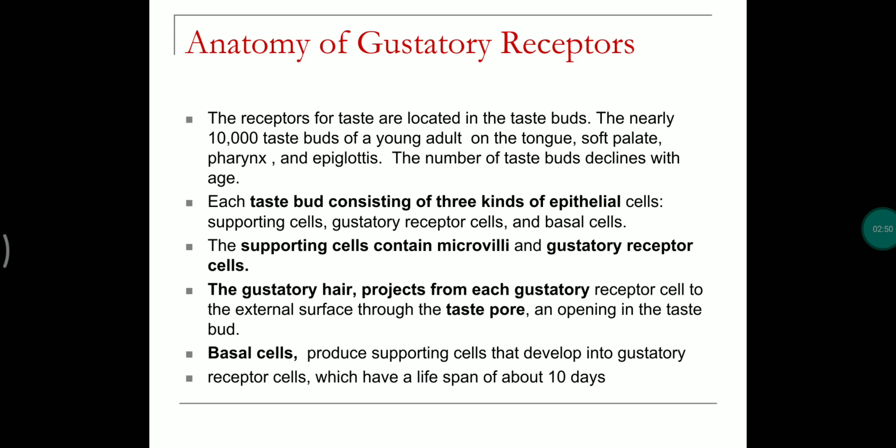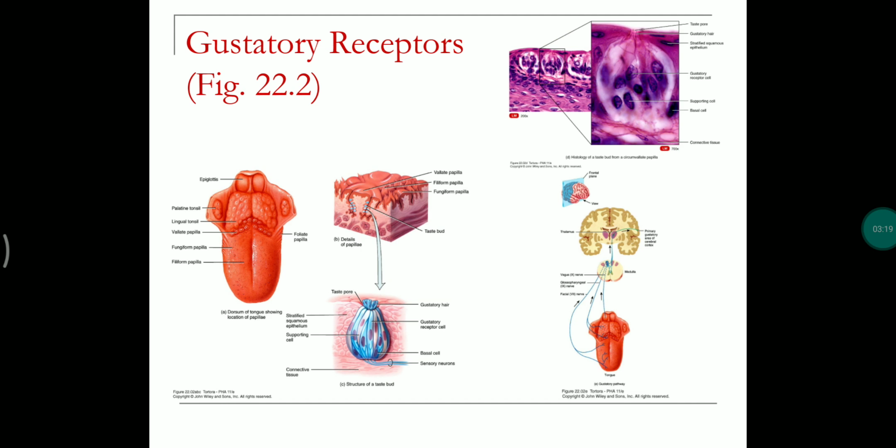Each taste bud consists of 3 kinds of epithelial cells: supporting cells, gustatory receptor cells, and basal cells. Supporting cells consist of microvilli, whereas the gustatory hair projects from the gustatory receptor cell and extends out through a pore called the taste pore. The basal cells help produce the supporting cells that develop into gustatory cells later.